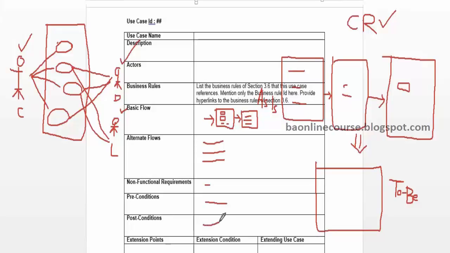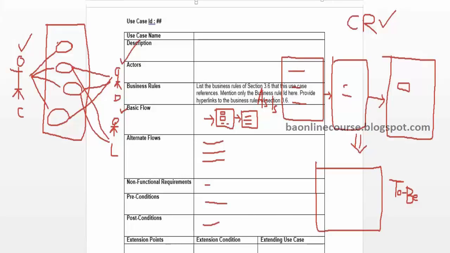What are the post conditions? Maybe once he logs in, you'll show him the home screen anyway. Then maybe you'll update the login record also: the last time he logged in was on this particular date and time, so that you have an audit log of when this person is logging in and out.